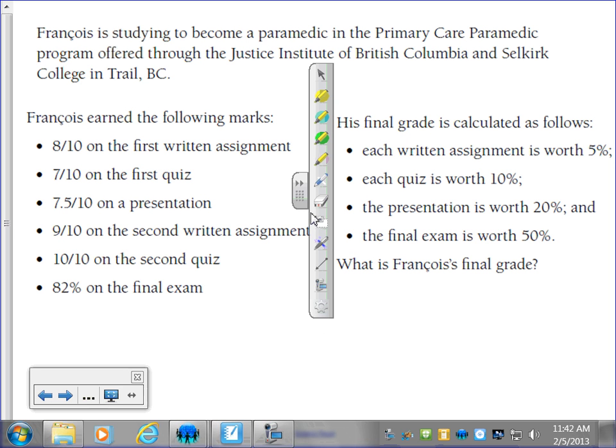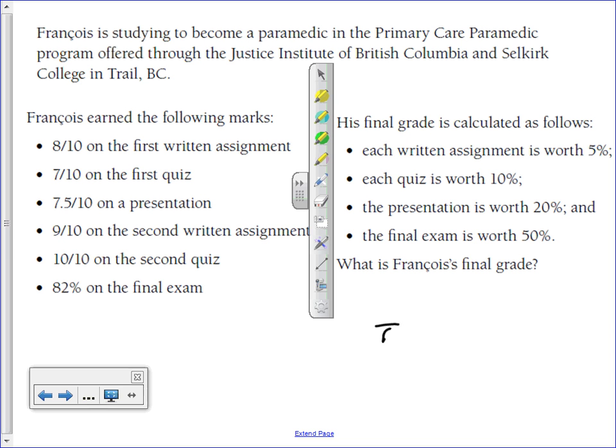Okay, each written assignment is worth 5%. So out of 5, if we take 8 out of 10 and divide it by 2, we get really 4 out of 5. And the quizzes are out of 10. 7 out of 10 is 7 out of 10. Plus, the presentation is worth 20% of the grade. And on that, you got 7.5. So if you double that, that's 15 out of 20. The final exam was worth 50% of the grade. And on the final exam, you got 82. Divide that by 2, that's 41 out of 50.